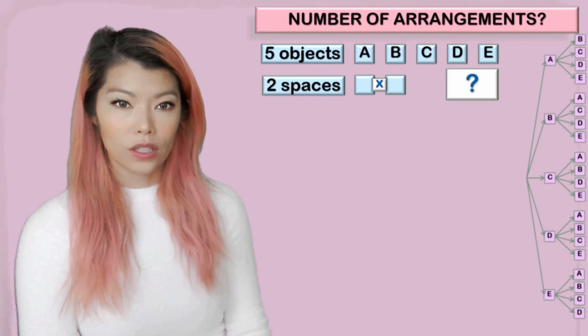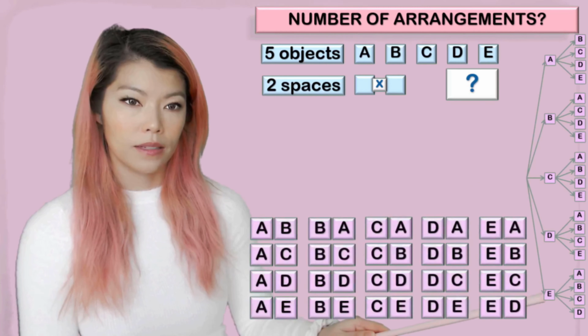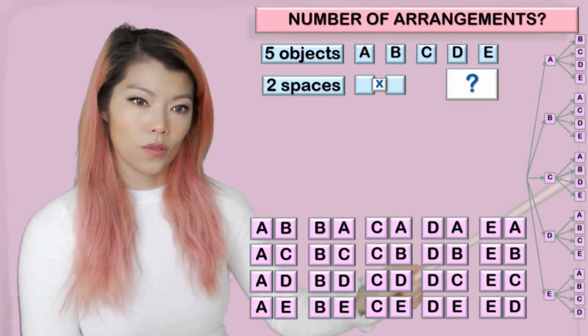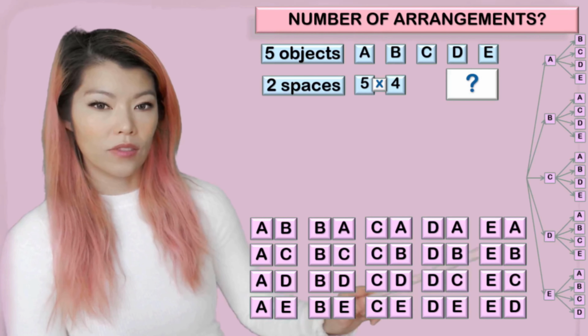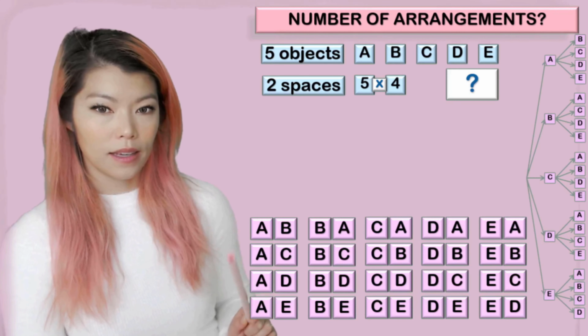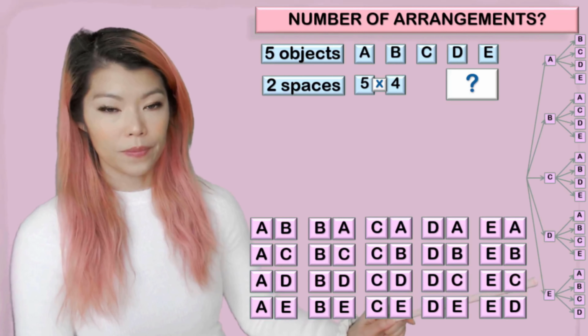So we could also do the tree diagram like before. In the first slot, we can have A, B, C, D, E, so 5 things. In the second, we could only have 4 things left, or in other words, 5 times 4. And here are all the combinations of the 5 letters if we only had 2 spaces. We can have AB, AC, AD, AE, BA, BC, etc. So we can see that the number of arrangements is just 5 times 4, 20.